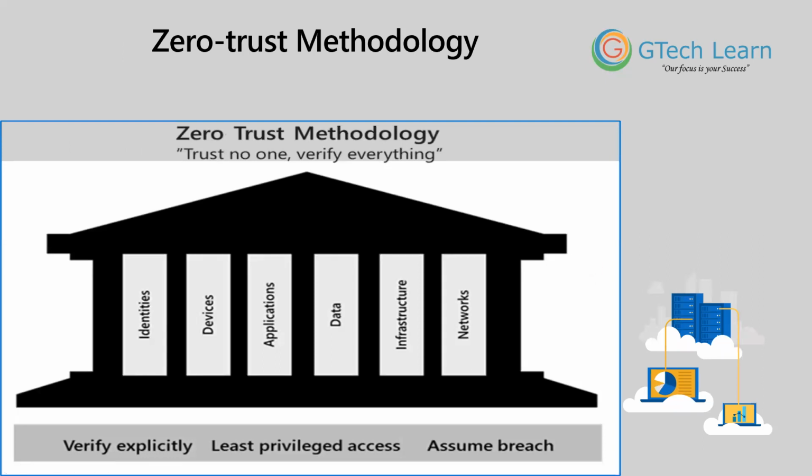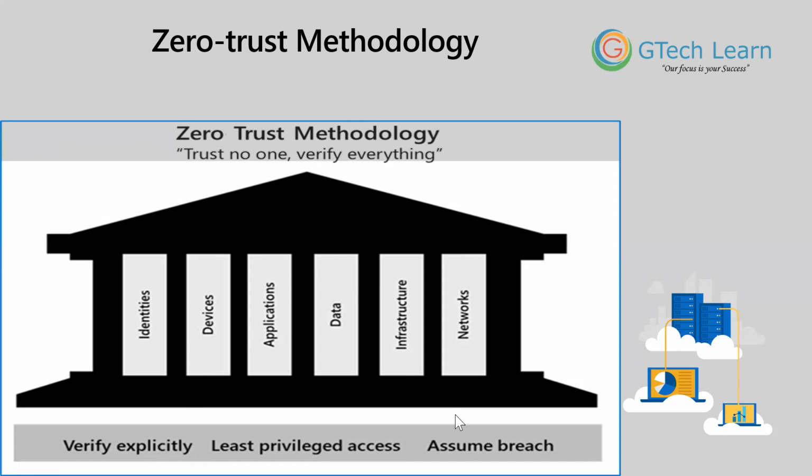By name itself, it is showing: trust no one, verify everything. The basic three principles guide and underpin how security is implemented. The three basic principles are verify explicitly, least privileged access, and assume breach.